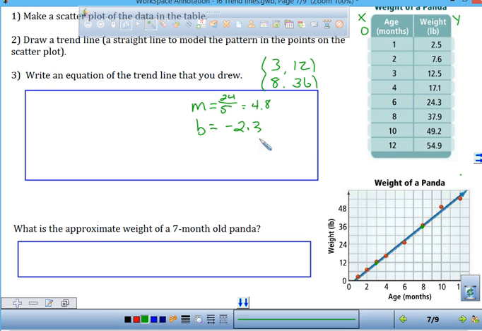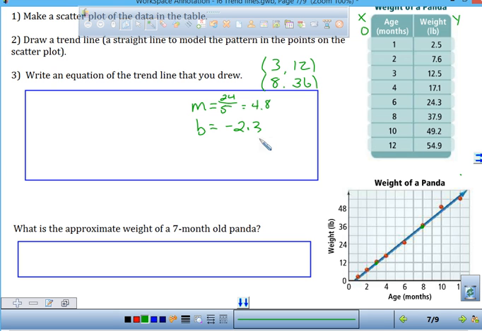In problems like this, when you're writing your equation, your numbers are theoretical. They're not actual. Okay? So theoretically, if it followed the pattern at which this panda is growing, it would have had to been negative 2.3 pounds when it was born. Obviously, when it's born, it's not going to be negative 2.3 pounds because it probably grew quicker in its first month than it did later. I don't know.